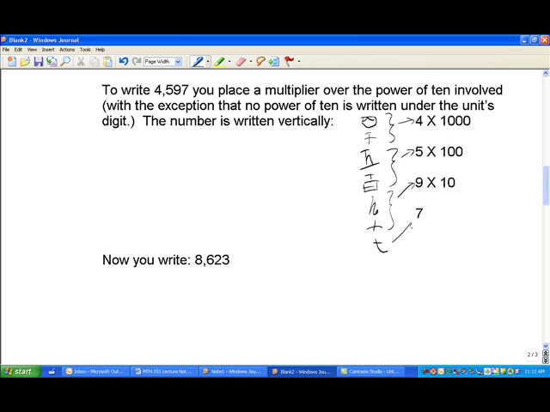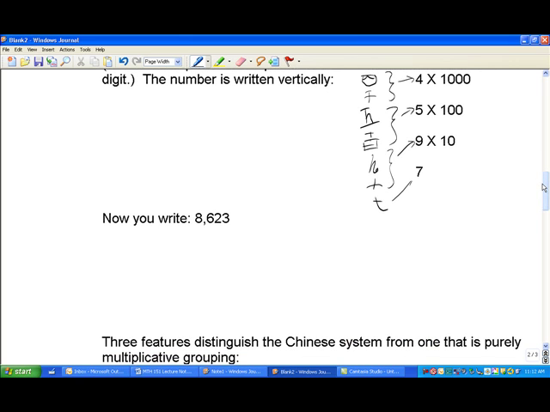Now, pause the recording and see if you can write 8,623. And when you think you have the correct answer, go ahead and restart it, and we'll take a look at it. There are some features that distinguish this Chinese system from one that is purely multiplicative grouping, and we'll talk about that in a few moments. But this is one that's very similar to the one we just did. So go ahead and pause the recording, get your answer, and then you can restart to check.